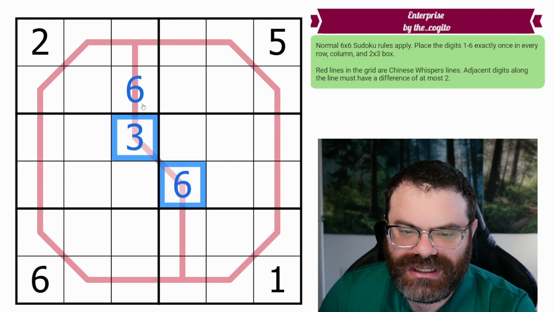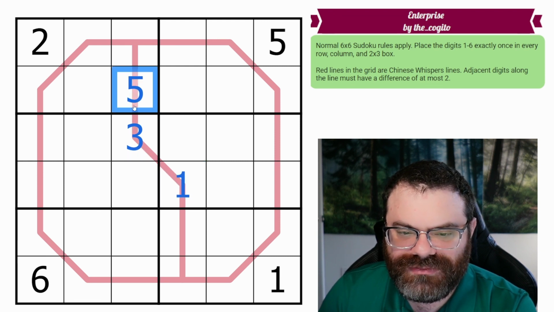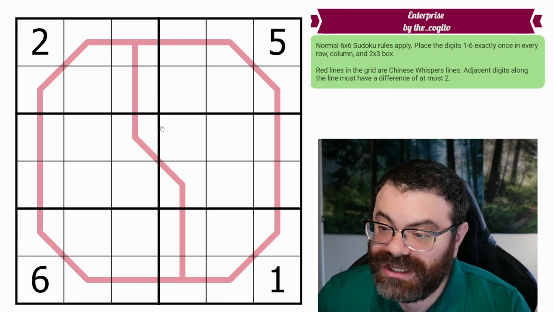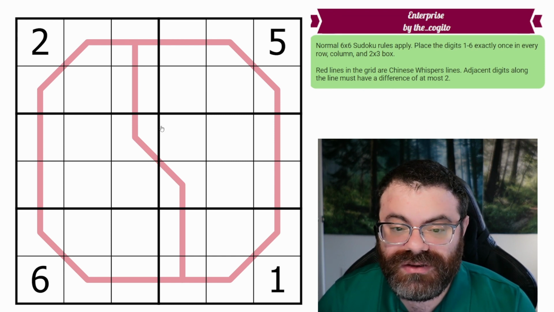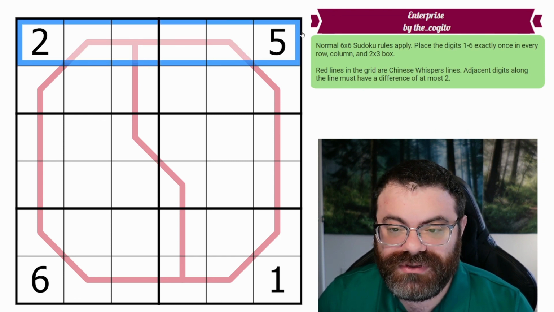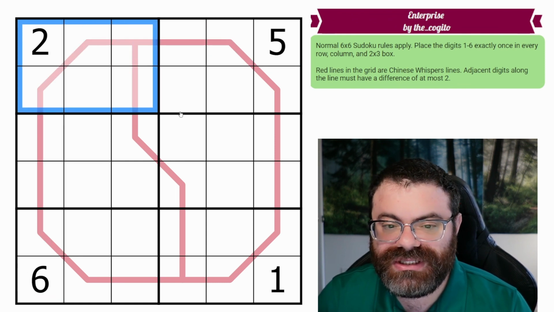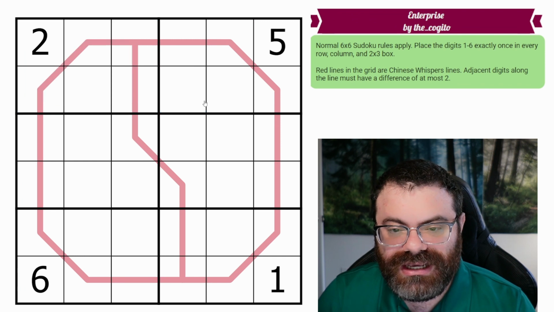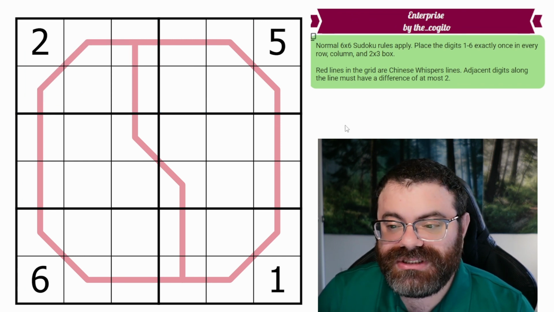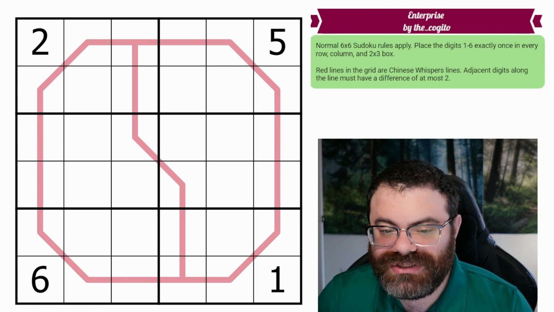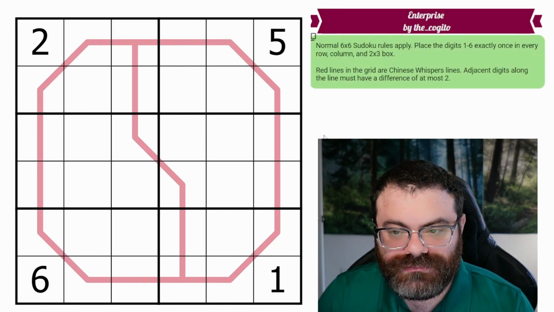Neither of these are allowed. But you could do a 5 and a 1 if you wanted. That would be perfectly fine. That's 2 away, that's 2 away. You could do a 4 and a 3 here. That's 1 away, that's 0 away. So hopefully that's clear. For this puzzle, we are just doing Chinese Whispers along with normal Sudoku rules. So in every row, every column, and every 2x3 box, we are placing the digits 1 to 6 exactly once each. And so that's it. Those are the rules. There's a link in the description if you'd like to try the puzzle yourself. And I'm going to get started right now.